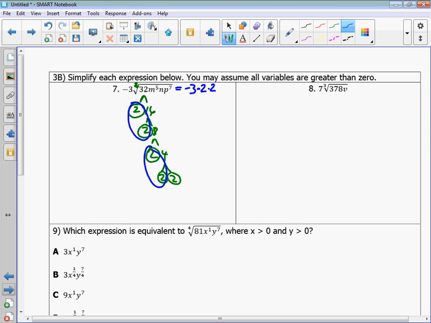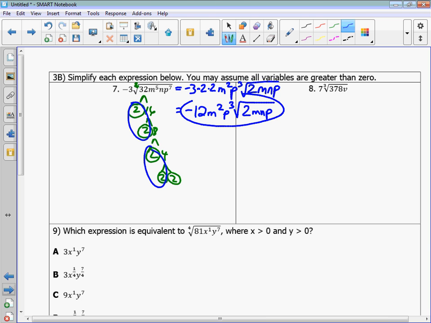There are 5 m's, m to the 5th. How many pairs can you make? 2, with 1 left over, we'll leave that. N is just 1, so we can't make a pair. And p to the 7th, you can make 3 pairs of p's out of 7. Then we have a 2 left over underneath the radical, an m left over, an n, and a p. So let's simplify this down. Negative 3 times 2 times 2 is negative 12. m squared p to the 3rd, square root of 2mnp.